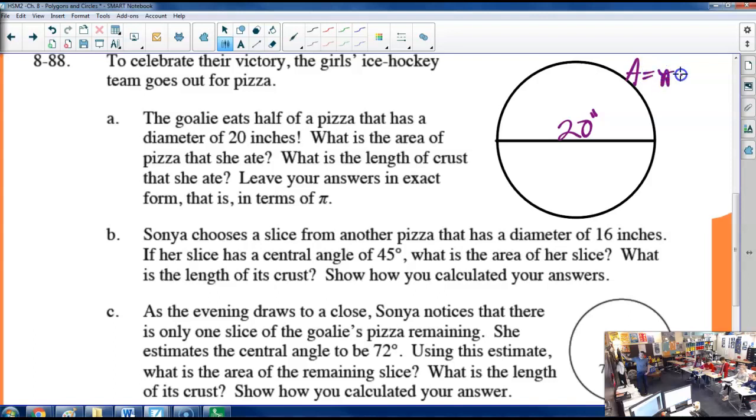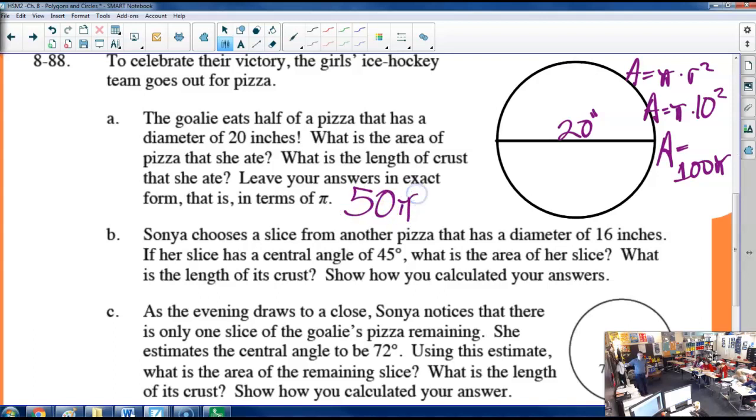So area is pi times radius squared, and the radius is 10. Because we're going to leave our answers in terms of pi, leave your answers in terms of pi. Our area of pizza A is 100 pi, right? Pretty easy. Then divide by 2, meaning the goalie consumed 50 pi inches squared.